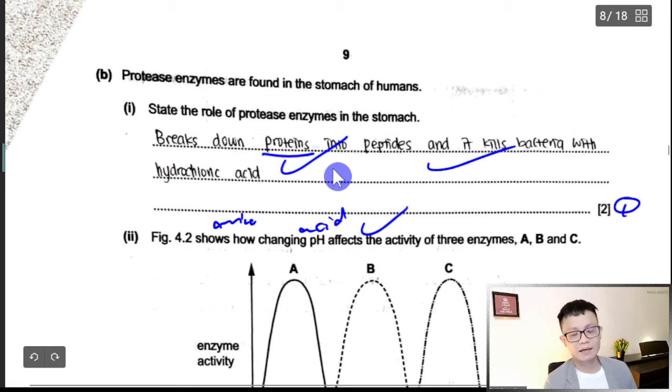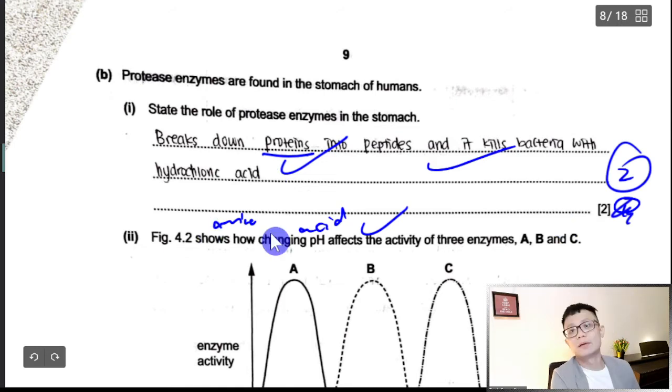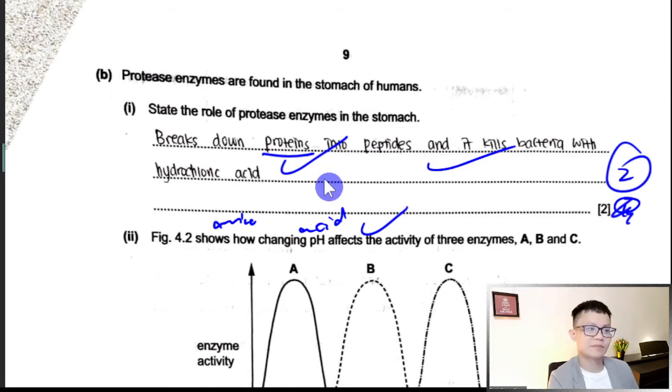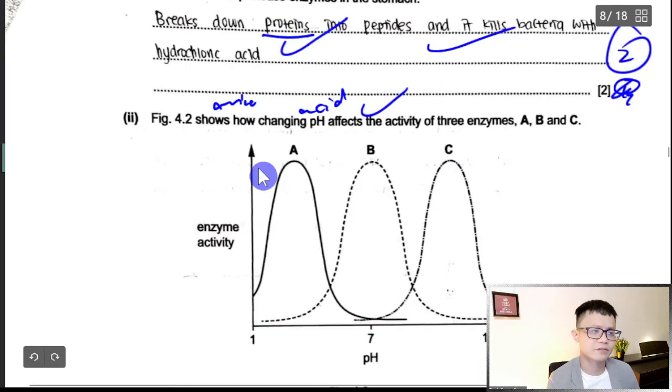I think this is more towards a biology term lah, but I just give correct lah like this because I think peptide is also amino acid. But the marking scheme says amino acid lah. Sometimes I just follow, but it should be correct also.